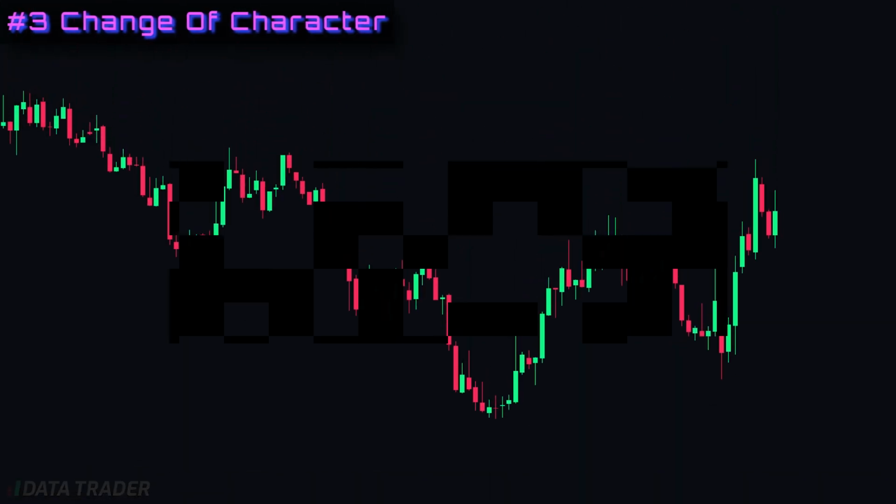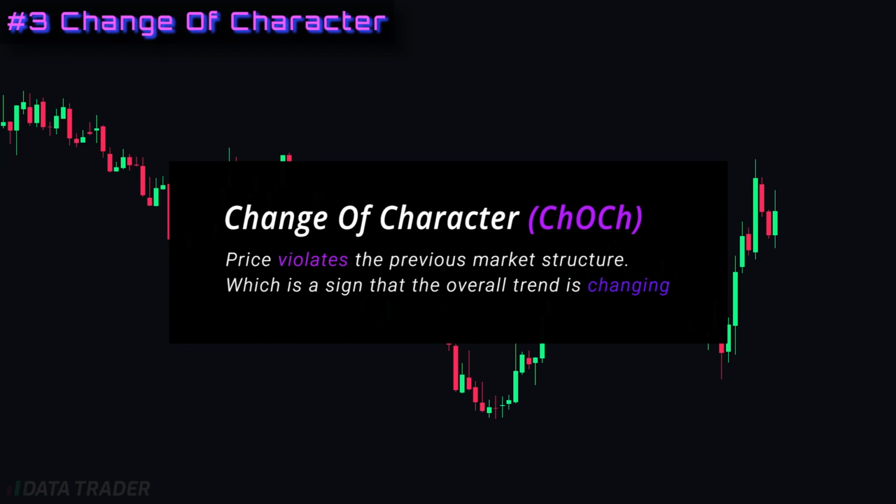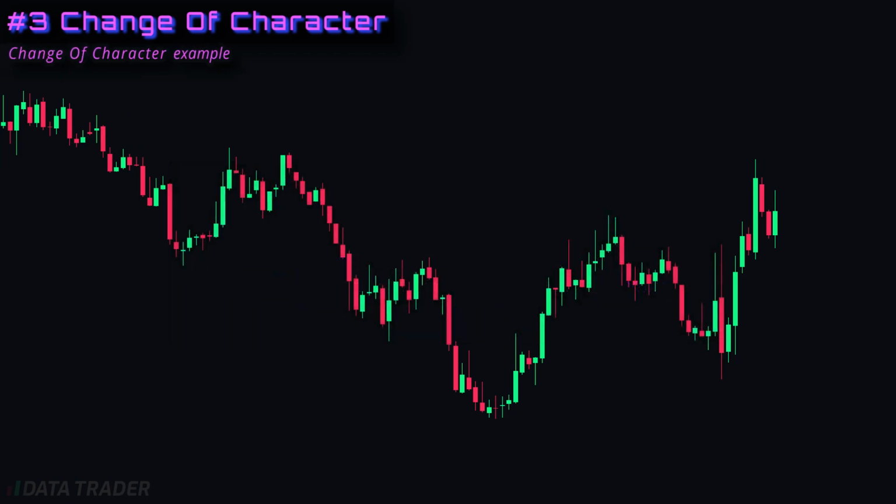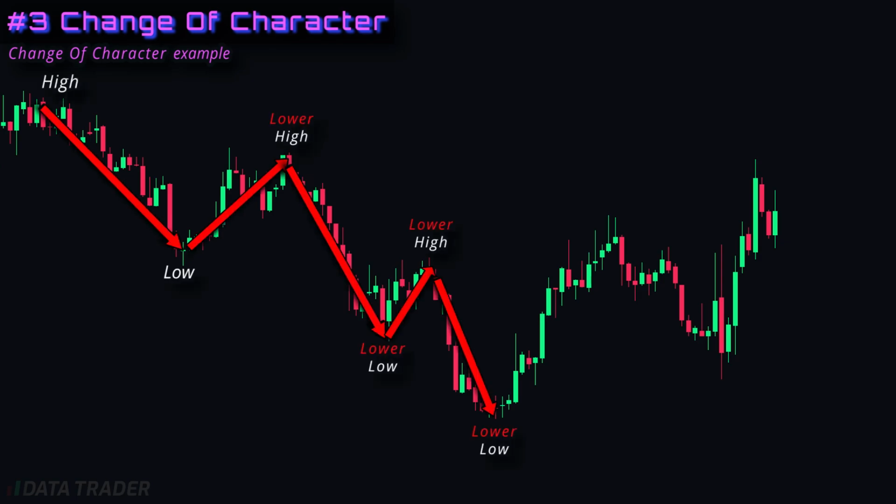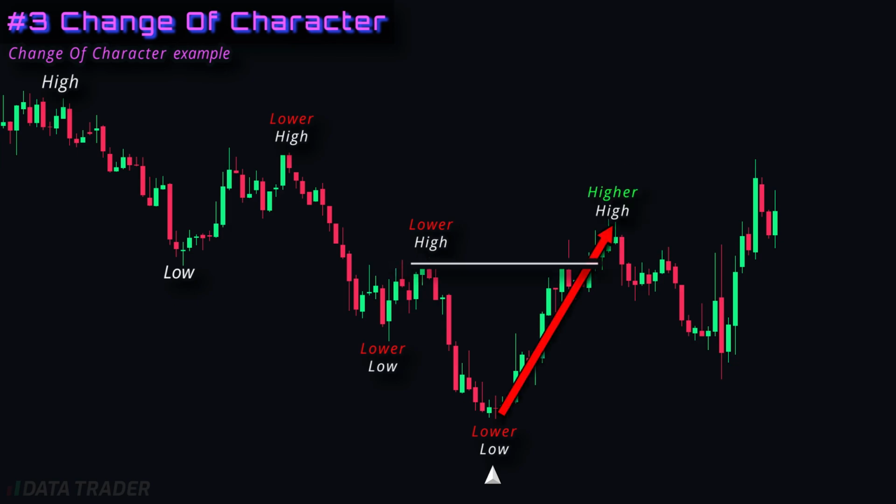To put it simply, change of character is when price violates the previous market structure. Usually, this may be a sign that the overall trend is changing. Let's look at an example. So in this chart, we can see that the price is forming lower highs and lower lows, indicating a downtrend. However, at some point, after the price formed lower lows here, price went up, but this time, it managed to break above the previous highs at this point. Notice that before, price always managed to stay below the previous highs, but this time, it broke above it. And this is what we call a change of character.